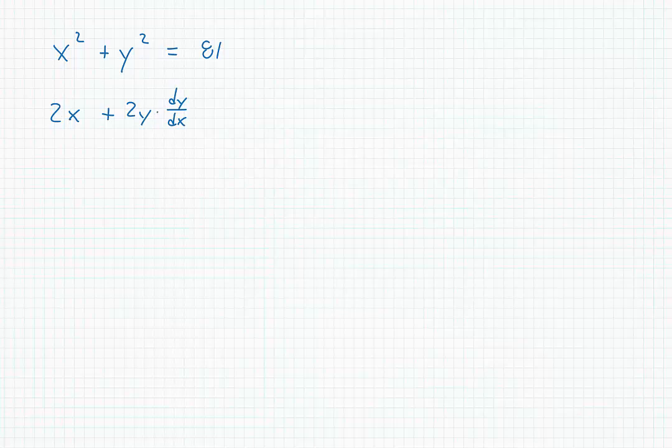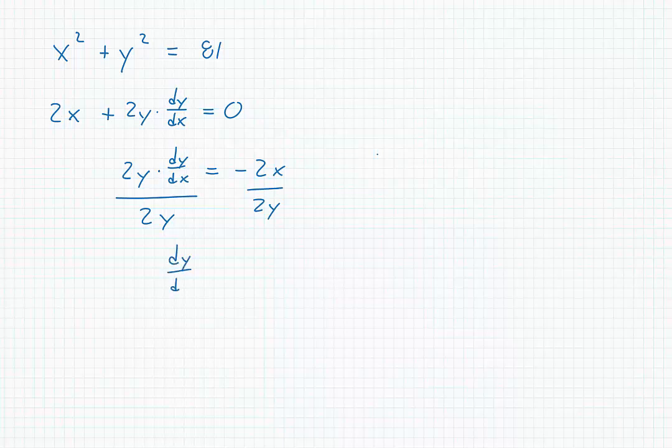Now that's not the same thing top and bottom. That's an important thing for us to keep track of. In this case, that's going to be equal to 0. If we subtract 2x from both sides, we get 2y times dy dx is equal to negative 2x. And if we divide both sides by 2y, we end up with dy dx is equal to negative x over y. Try it out. See what you think.